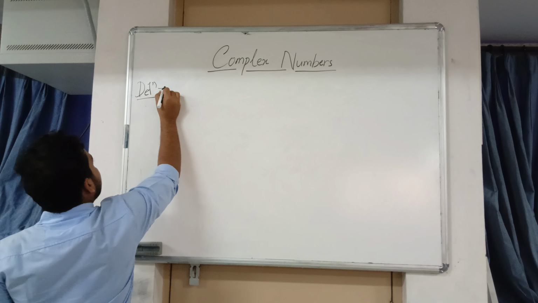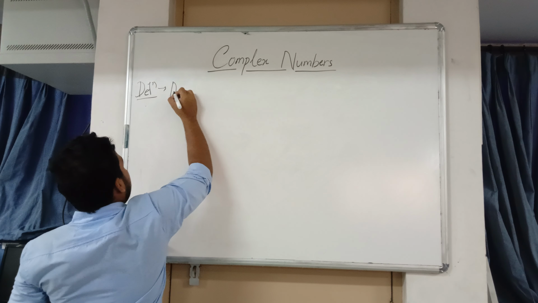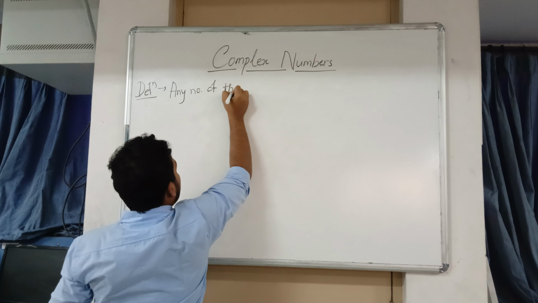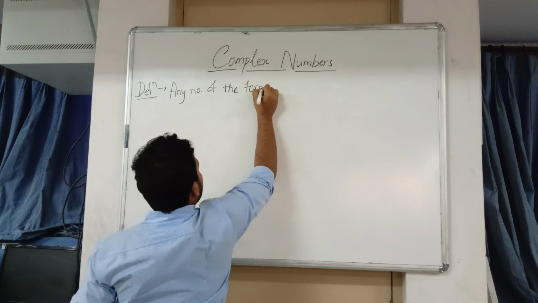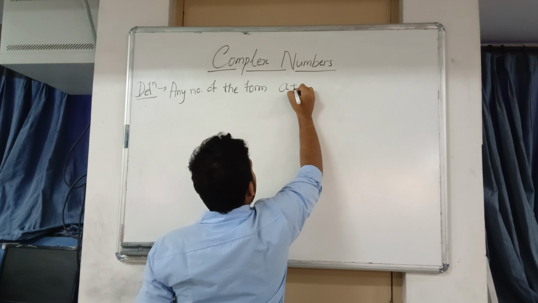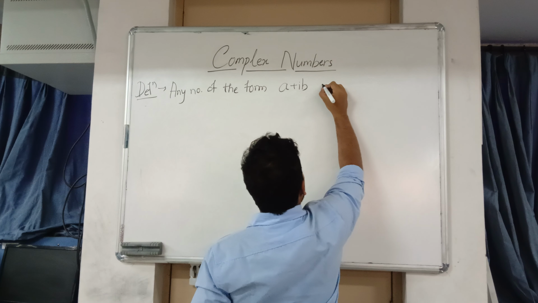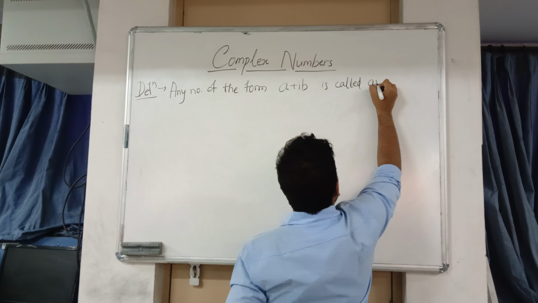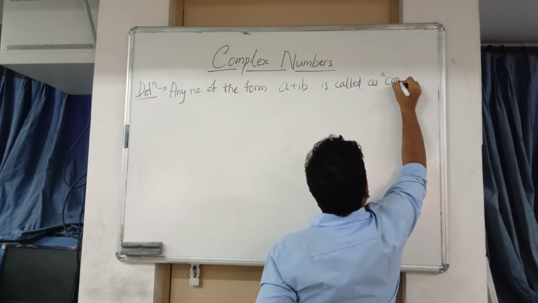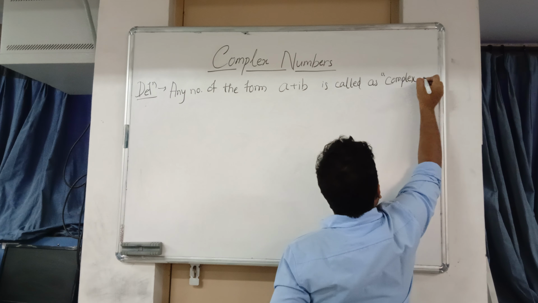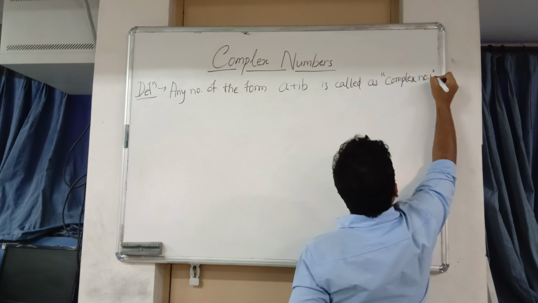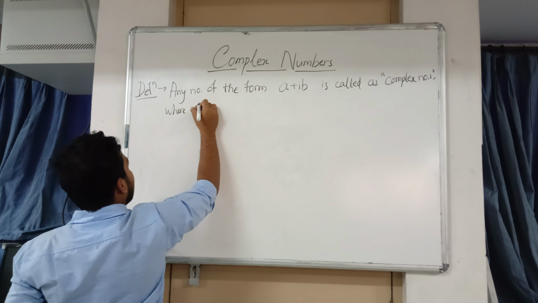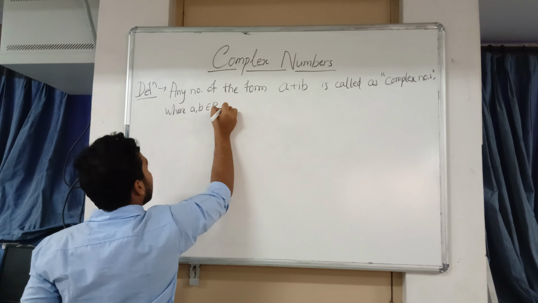Definition: any number of the form a plus ib is called a complex number, where a and b are real numbers.